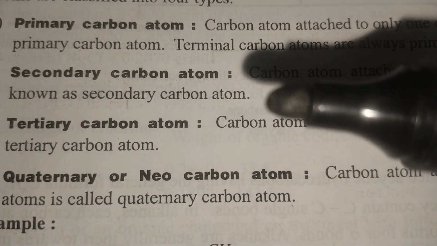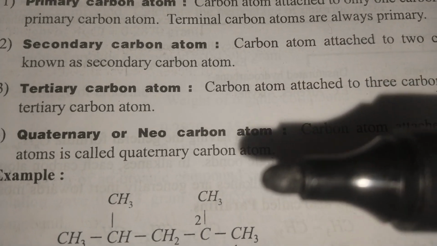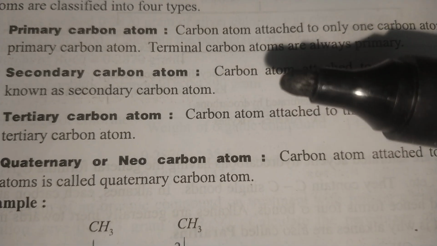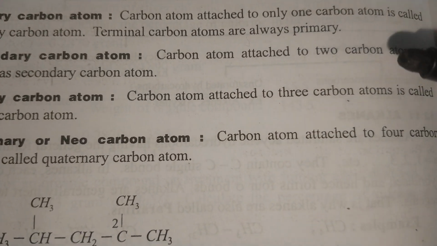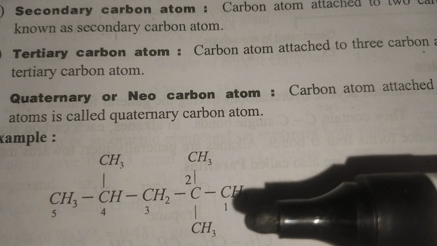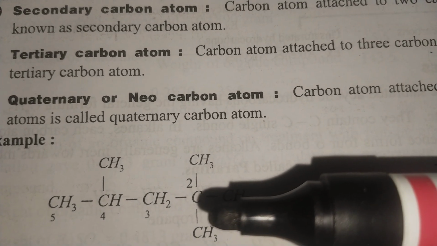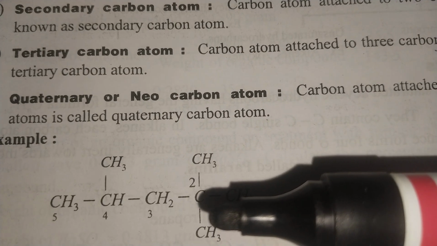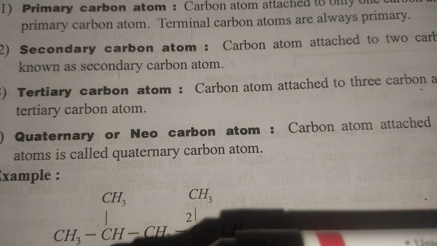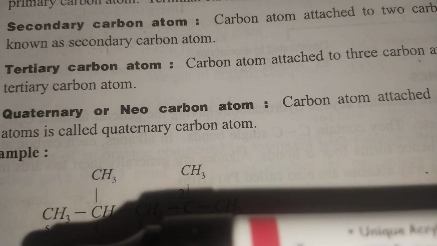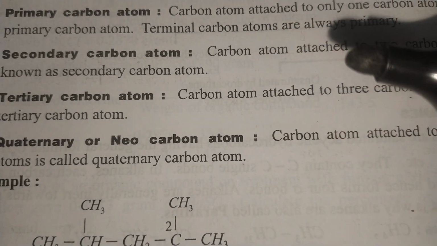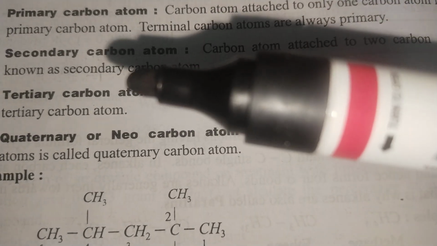What is a primary carbon atom, secondary carbon atom, tertiary carbon atom, quaternary or neocarbon atom? Let's go for discussion. A carbon atom attached to only one carbon atom is called a primary carbon atom. In this example, each of these carbon atoms is attached to only one carbon atom, so this is called a terminal carbon. Carbon attached to only one carbon atom is called a primary carbon atom.